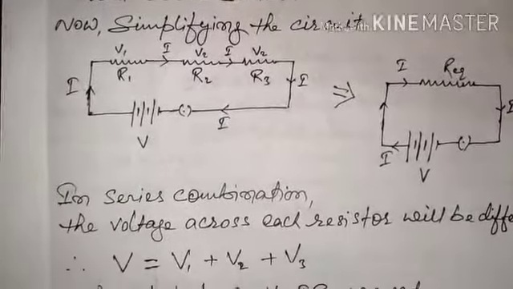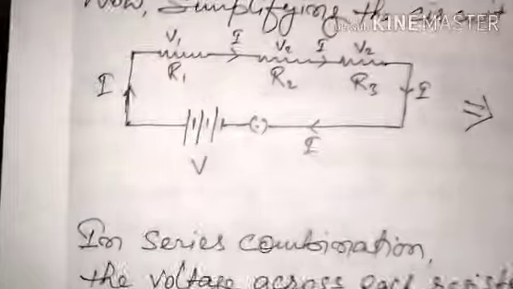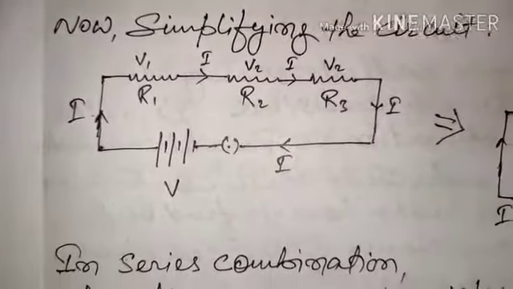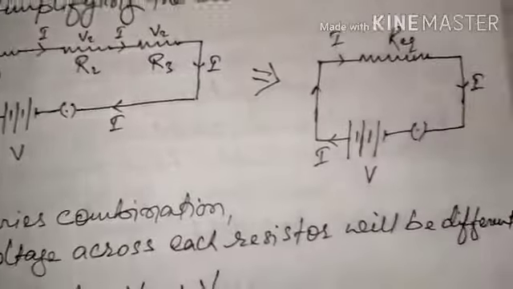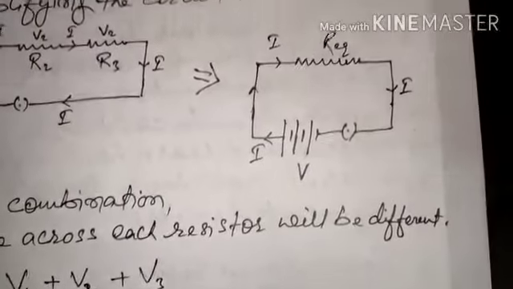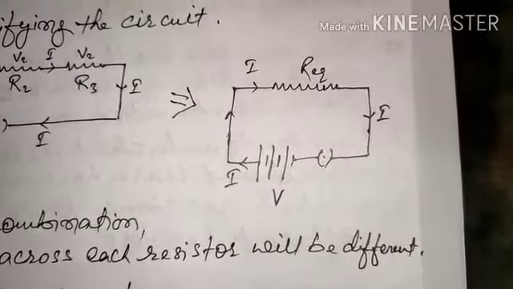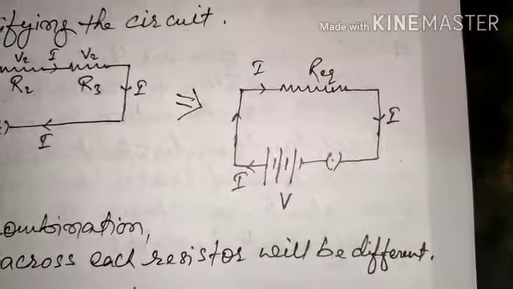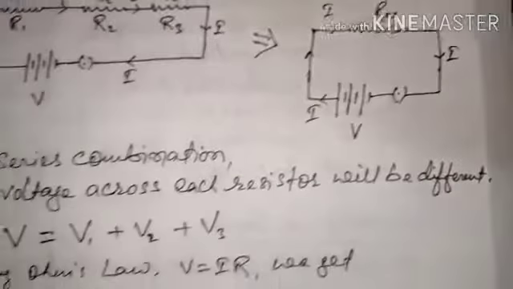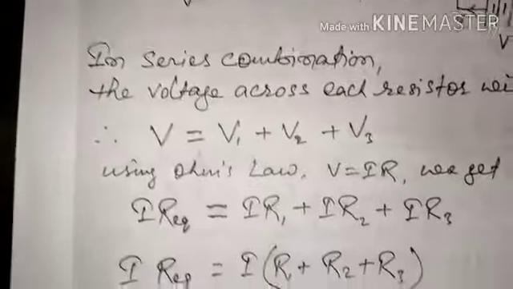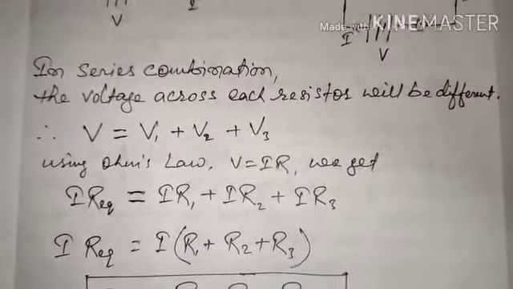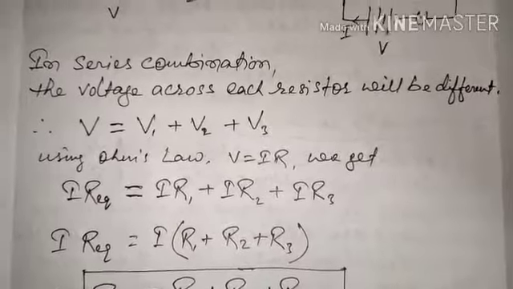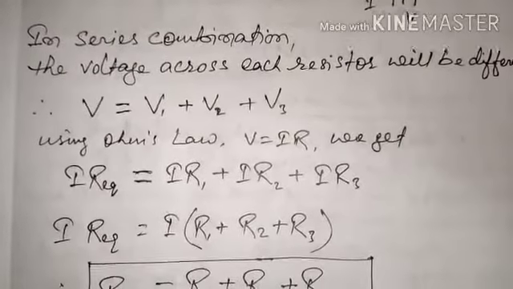Okay, coming on. Now simplifying the circuit, this is the circuit. I have simplified it now, and from this circuit of three resistors, I have made one circuit of equivalent resistance. Okay, now let's move on. In series combination, the voltage across the ends of each resistor will be different.